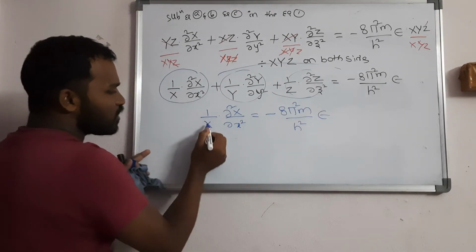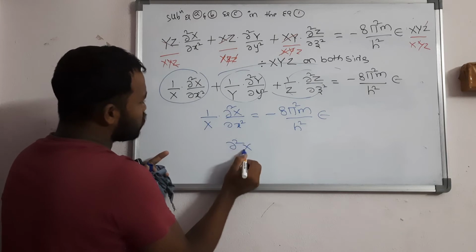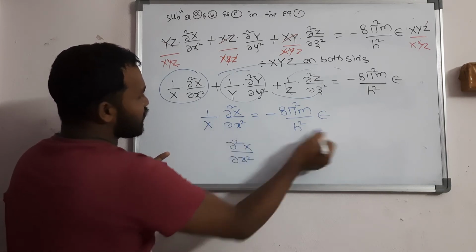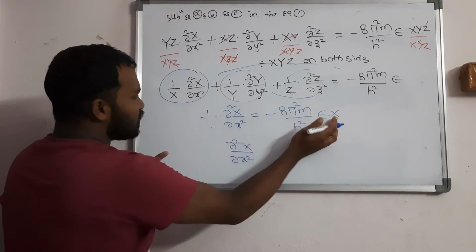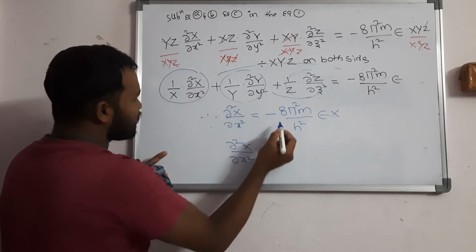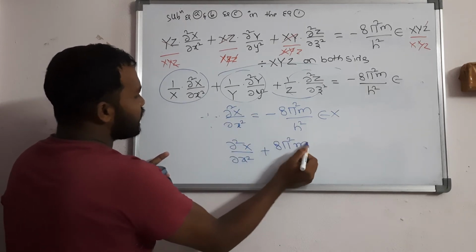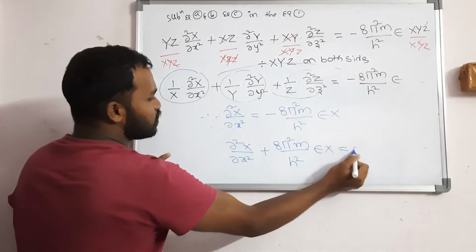So if I want to write, here x is cross multiplied: ∂²X/∂x². So that is equal to what? If X comes this side, you will get, in place of X, E into X, right? Now take this term this side, what you will get? Minus term comes to this side, you will get plus term, right? 8π²m/h² into EX is equal to 0.